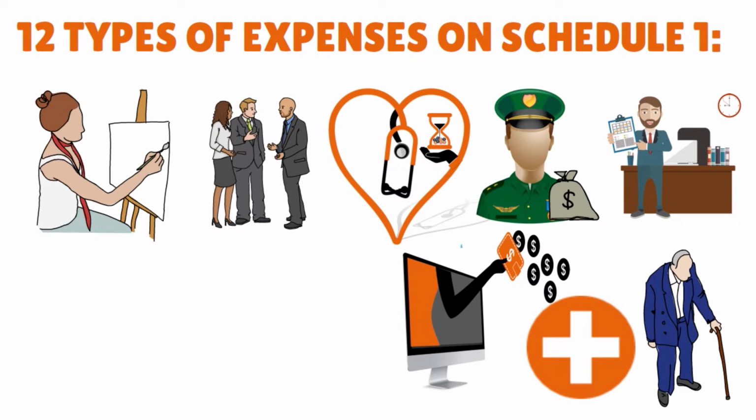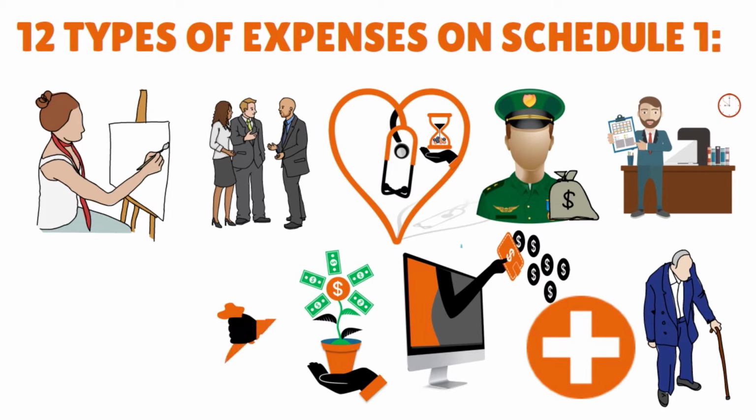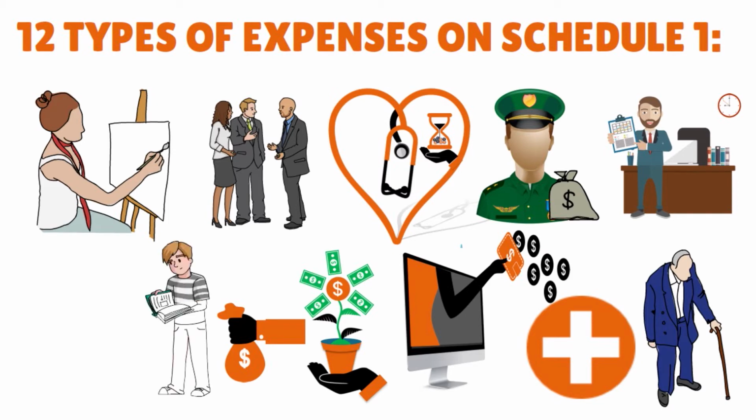And alimony you paid, if the alimony agreement took effect before 2019. That's an expense you can actually use to adjust income. Contributions to a traditional IRA using money you already paid income tax on. Interest on student loans up to $2,500. Tuition and fee expenses for you, a spouse or a dependent.